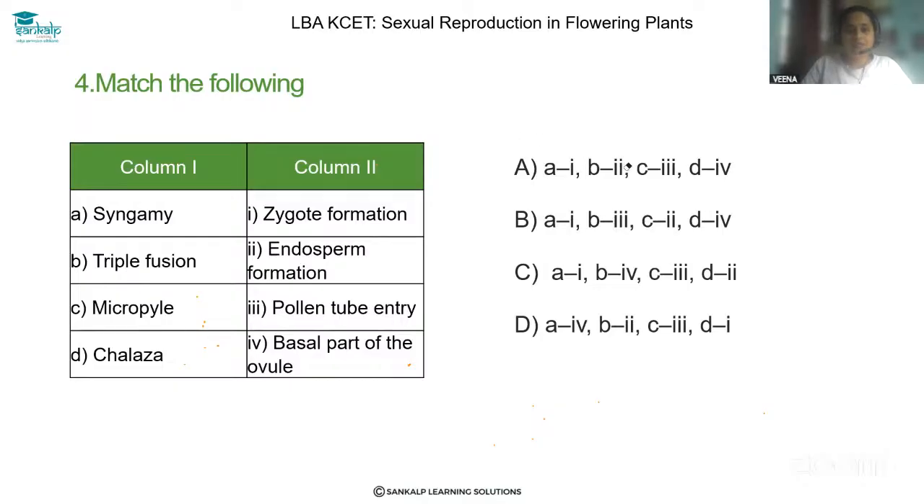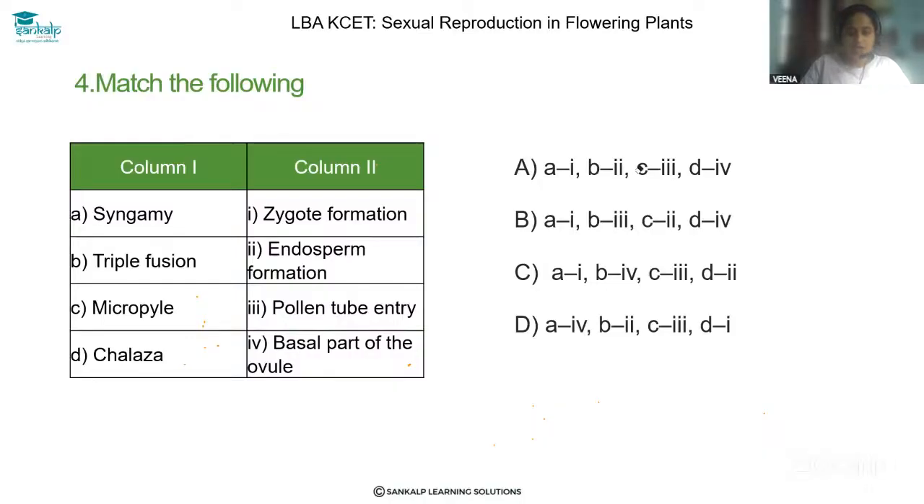Let's solve the fourth question. Match the following. There are two columns here. In the first column, they have given A syngamy, then triple fusion, micropyle and chalaza. In the second column, the answers are: first, zygote formation; second, endosperm formation; third, pollen tube entry; fourth, basal part of the ovule. We need to check whether the column 1 item matches with the answer of column 2.